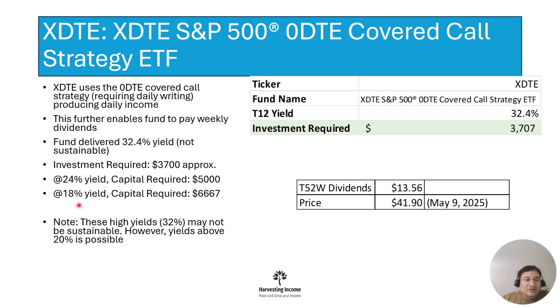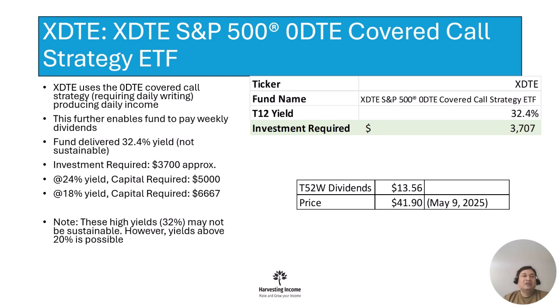Anyway, so with that 18% yield, the capital required will be 6,667, roughly about $6,700 will get you that 1,200 cash flow with this yield. Yeah, the 32% yields may not be sustainable. However, yields of about 20% are possible, but I would say use 18% as a kind of benchmark, which is reasonable and achievable for this type of fund.